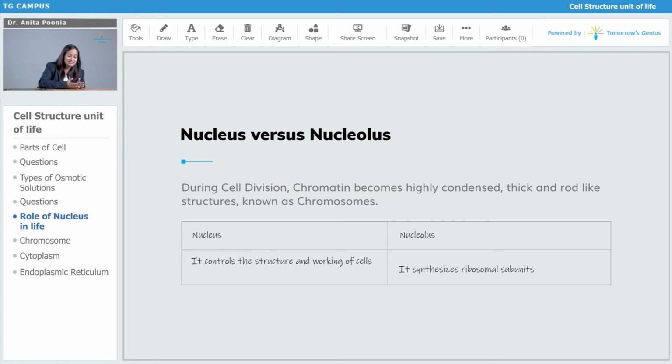So if nucleus has the genetic material which contains the blueprint, the DNA, the program, nucleolus has the machinery to develop the protein. Nucleus, having the genetic material or the DNA, has the blueprint to make the proteins. Nucleolus develops the machinery which will make the proteins according to the blueprint.